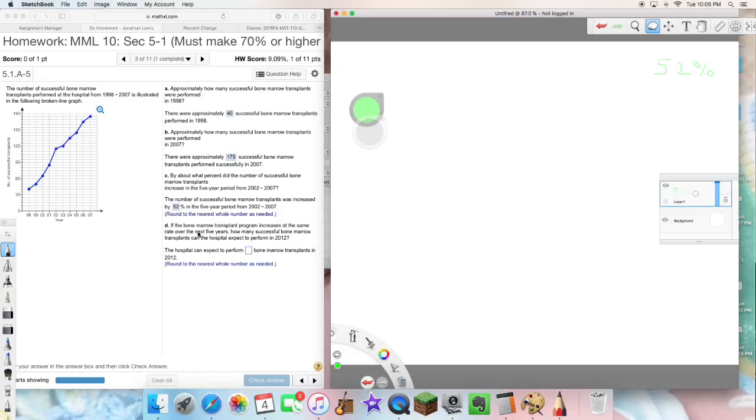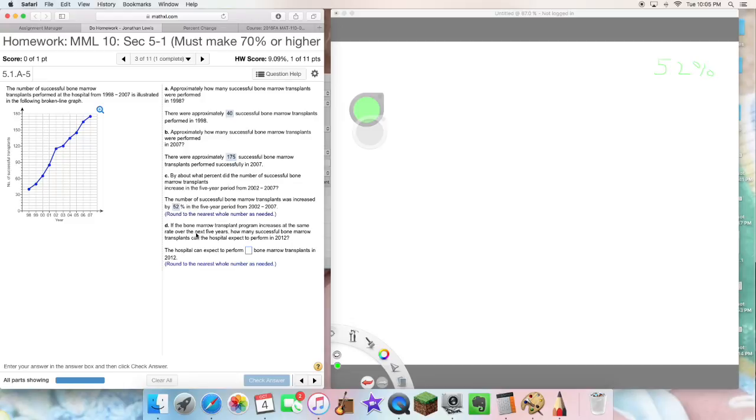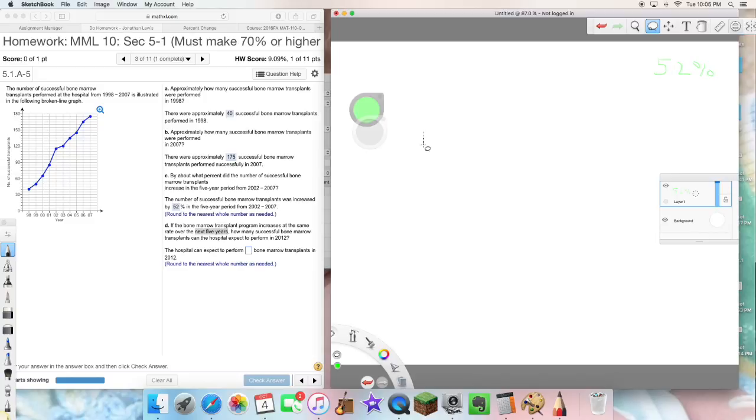Don't worry. Look, the biggest problem most people have is they see that word 5 years. Don't worry about that. This is a percent increase problem. You want to know how many transplants you're going to have if you have a 52% increase. So let's look at 2007. In 2007, you had 175.